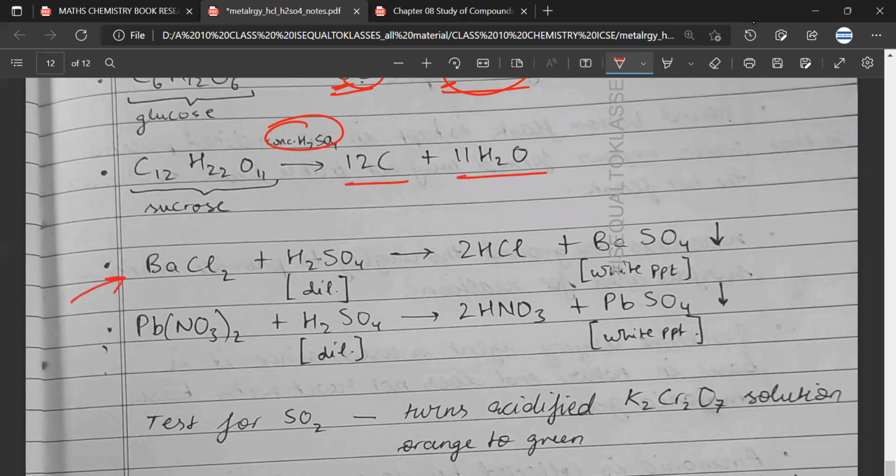And then we have barium chloride plus H2SO4. Now, in this case, it is dilute H2SO4 plus barium chloride, which gives barium sulphate, which is a white precipitate, and the downward arrow represents precipitate. And then we have lead nitrate plus H2SO4 in the dilute form, which gives 2HNO3 or nitric acid plus PbSO4 or lead sulphate, and this is a white precipitate.